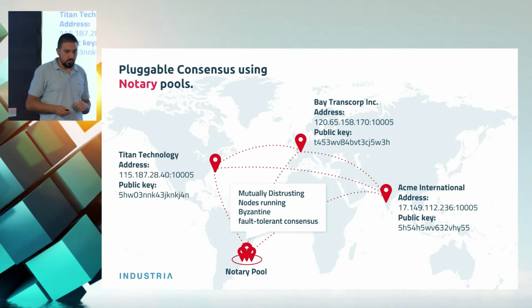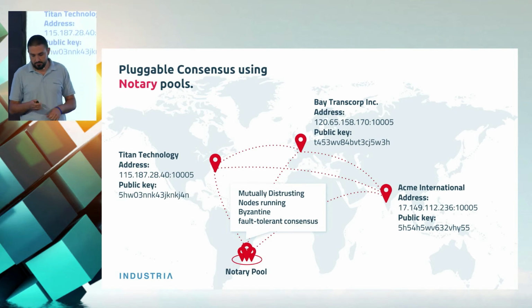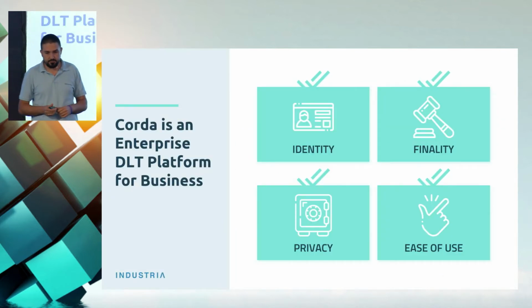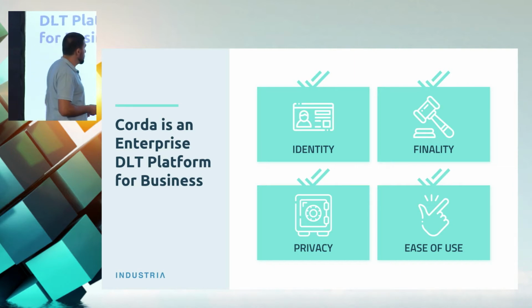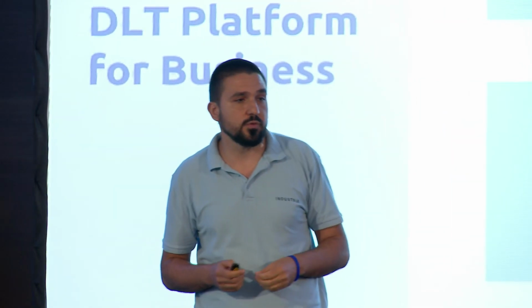and this way we will not have the problem that we have in the public blockchains. And this way, the Corda platform is ensuring identity that the enterprise needs, ensuring the finality that the enterprise also needs, and privacy, because information is not shared between all the nodes, but only the nodes that care about it. And it's easy to use by the enterprise because it's using proven technology.